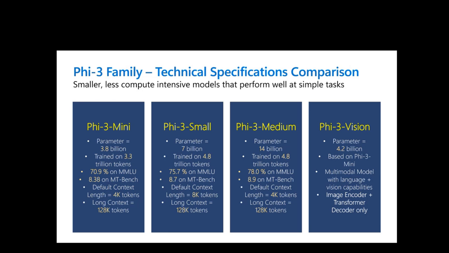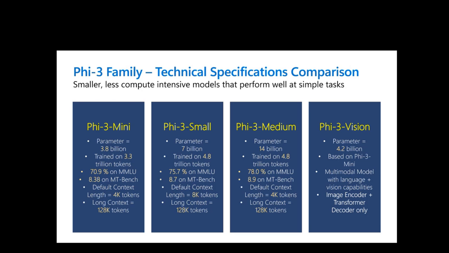Now the small. We have scaled from 3.8 to 7 billion parameters, trained on again 4.8 trillion tokens, and it had 75.7% at launch on MMLU and 8.7, as you see, on MT-Bench. Again, it comes with default context sizes. So you have the 8K, and please note the difference between the mini and small.